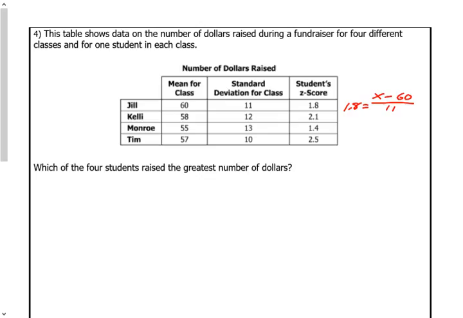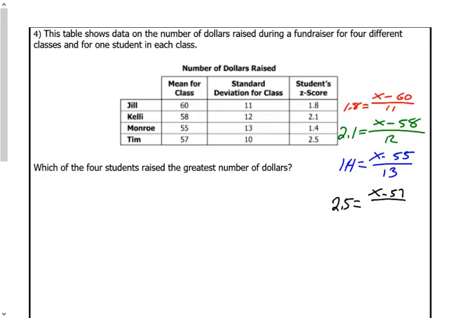The next person, Kelly, different colors here. Her score minus the average over this standard deviation. Notice the standard deviation, everything's changing because it's different classes. And so we're going to use the z-score formula to find the actual number of dollars raised.